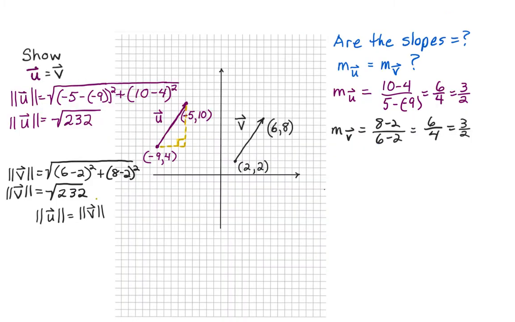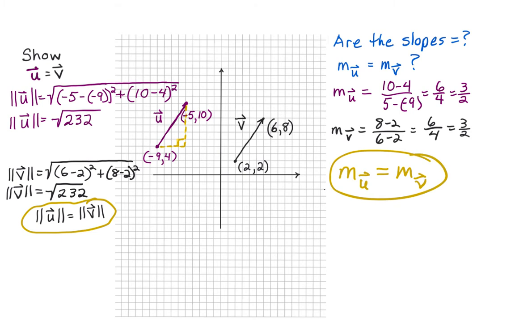On the left side of the graph, we showed that the magnitudes are equal. On the right side of the graph, we showed that the slopes are equal. Therefore, we can say that vector u is equal to vector v.